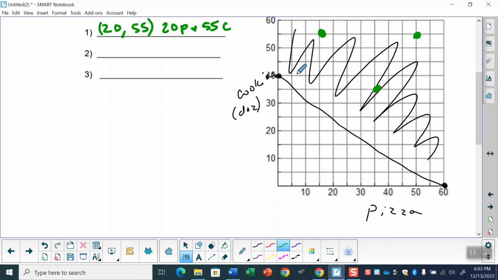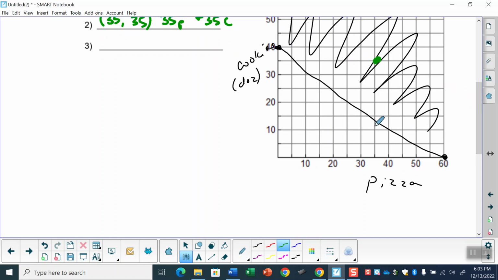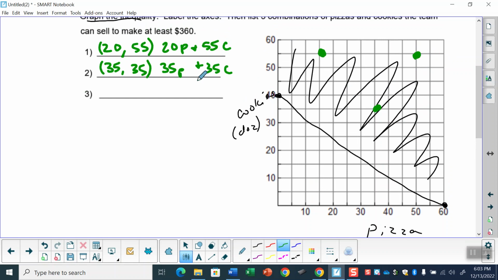All right, this one would be 35 and 35. All right, so if I get 35 pizzas and 35 dozen cookies, that will give me at least 360. And this would be 55 and 55. All right, so 55 pizzas and 55 dozen cookies.